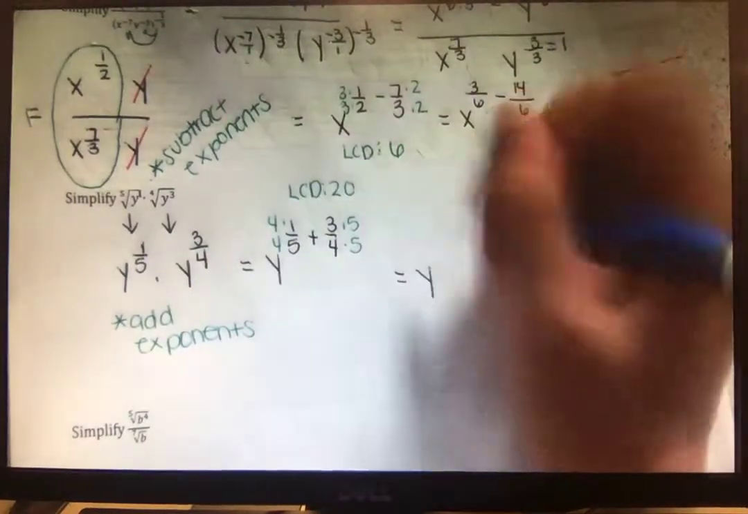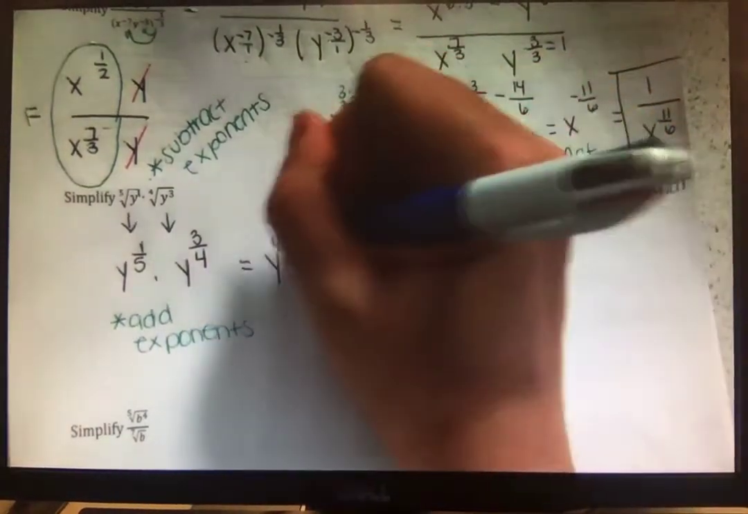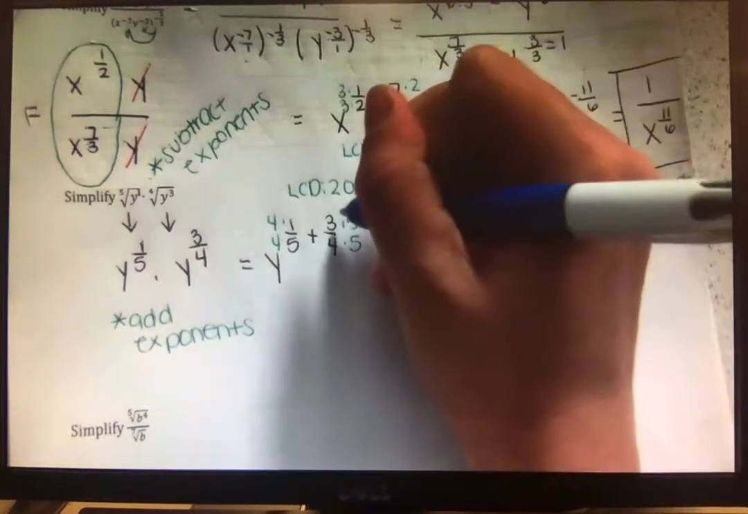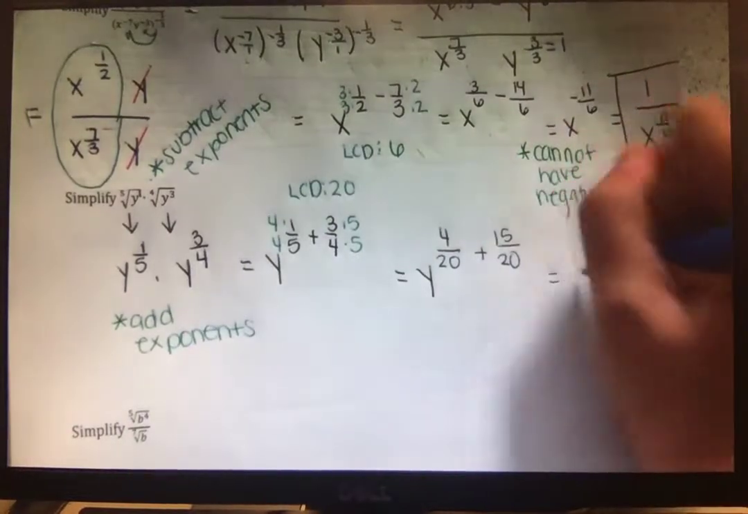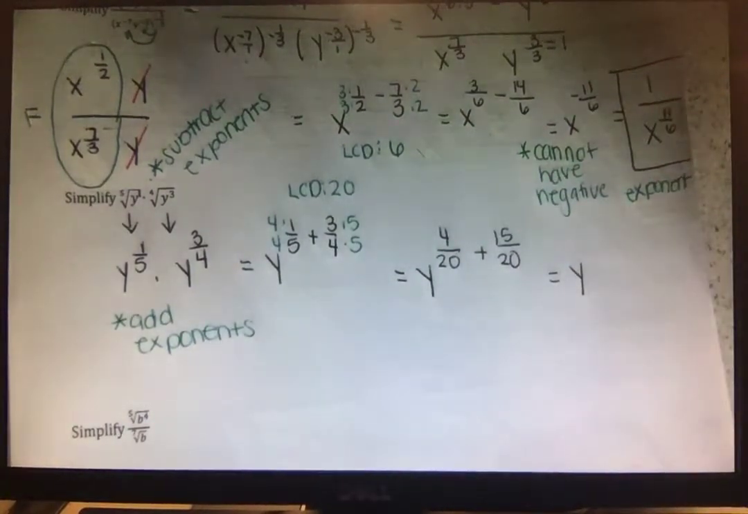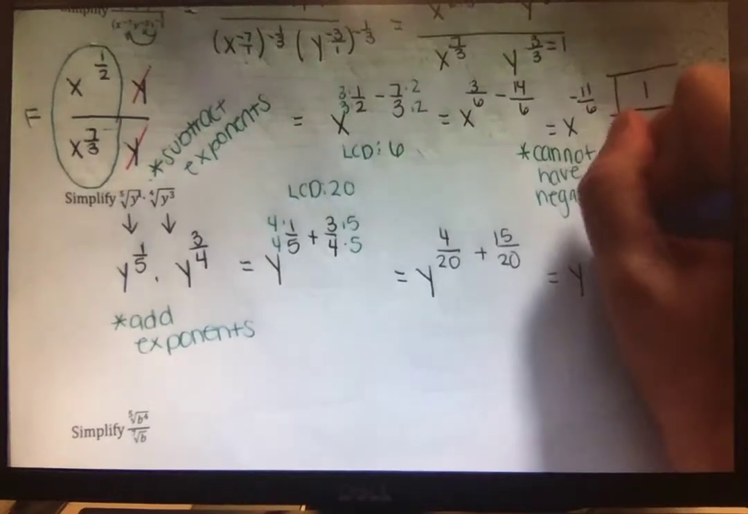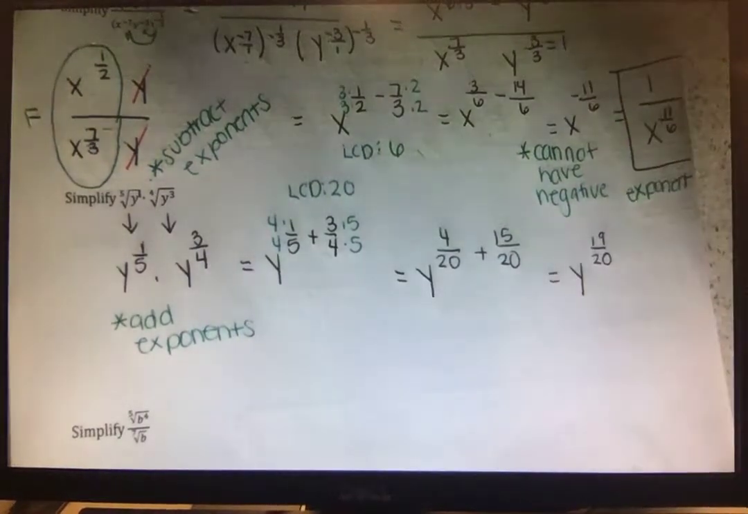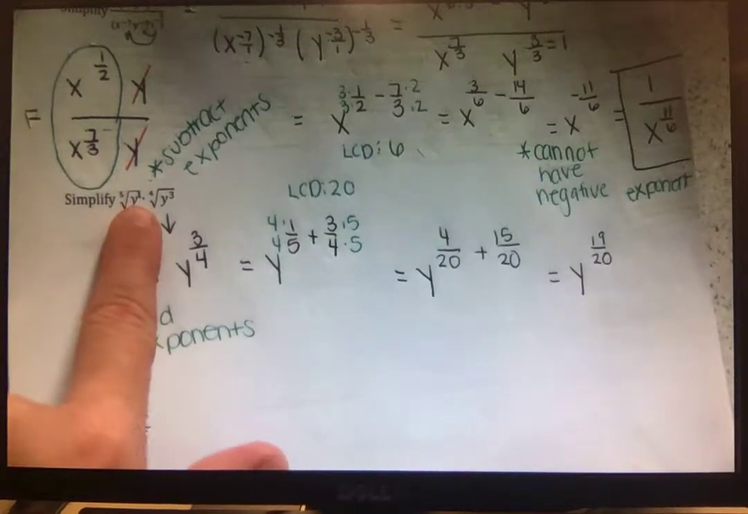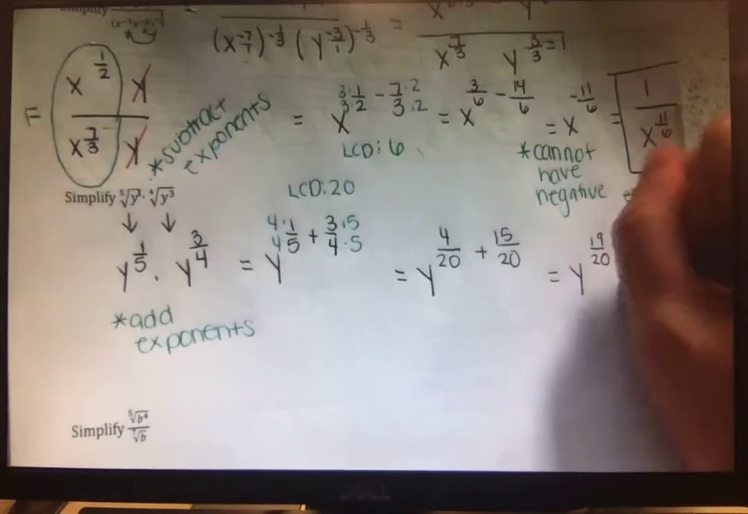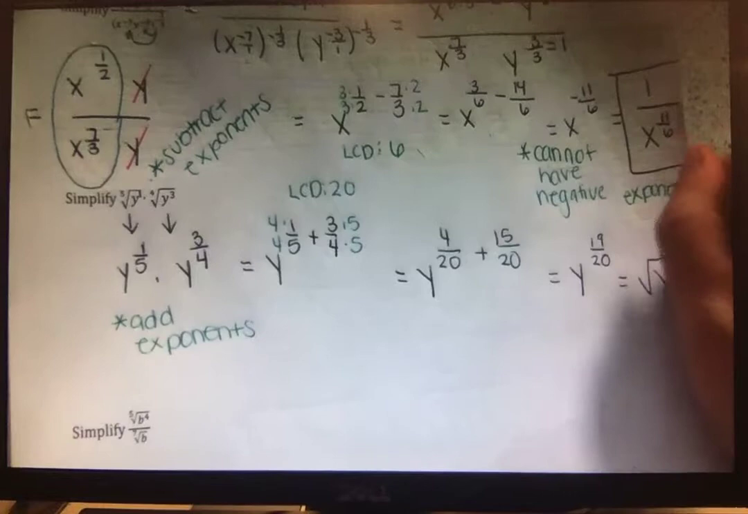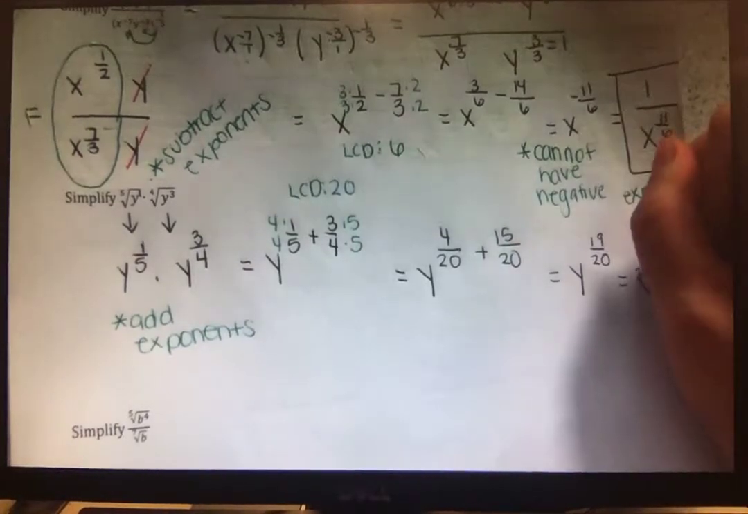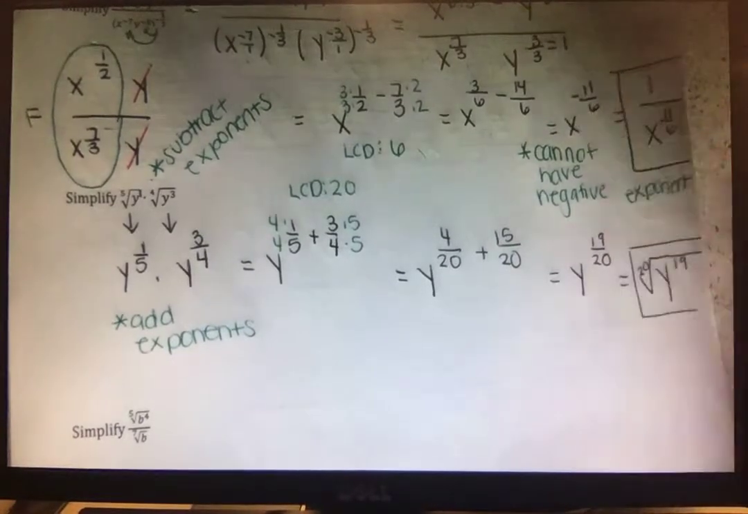So we have y, 4 times 1 is 4, over 4 times 5 is 20, plus 3 times 5 is 15, over 4 times 5 is 20. So now we have 4/20 plus 15/20, which will give us y to the 19/20 power, which is simplified. The only thing is our question was written in radical form, so our answer has to also be in radical form. So it's a fraction exponent, so we know it's going to be a radical. My base is y, 19th power, 20th root. Final answer.